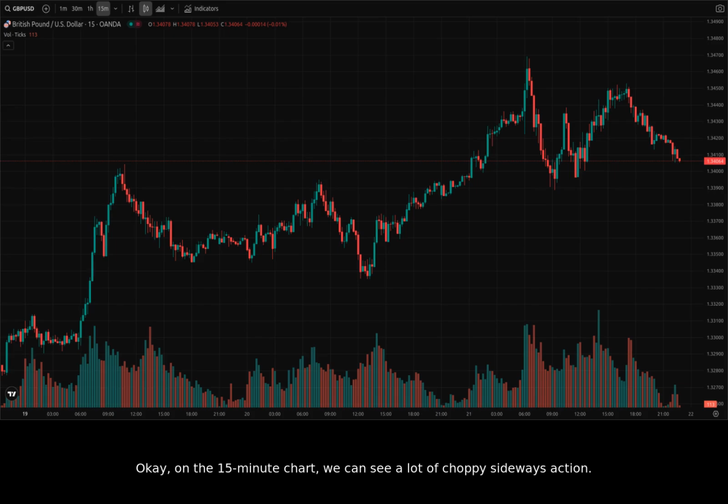Okay, on the 15-minute chart, we can see a lot of choppy sideways action. If we hone in on the most recent candles from today, May 20th, 2025, we can see some resistance around 1.3393. It's been unable to push upward, and there has been some small amount of downward movement since then. It seems there are currently more sellers than buyers.